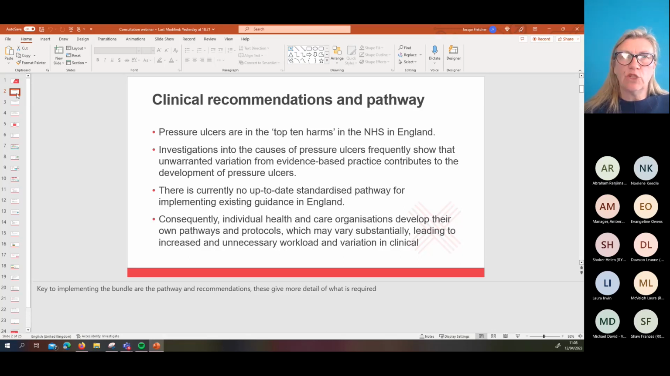And when we investigate those pressure ulcers, what we do find is that the biggest contributors to the patient developing a pressure ulcer is a variation from what we know is evidence-based practice. And in some ways, we have to take some responsibility for that because we have no standardized pathway for people to follow. Whilst guidelines exist from NICE and from the international community, there is no way of translating that into a very easy to follow clinical pathway. So people develop their own pathways, their own policies and protocols, and because they're locally developed, they can vary substantially. That also means that's a lot of work for each organisation, for each clinician involved, and that the way things are interpreted can also vary considerably.